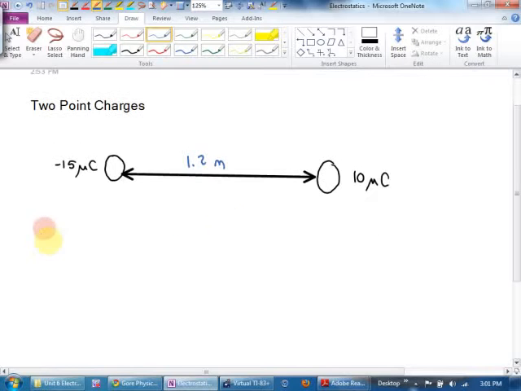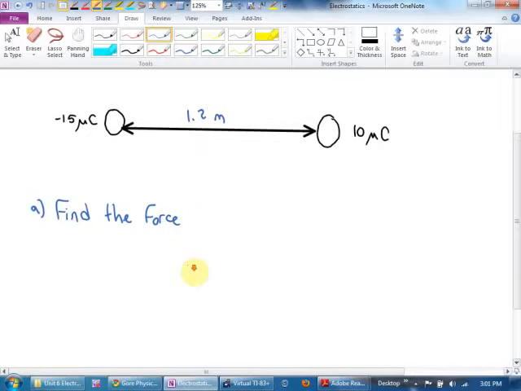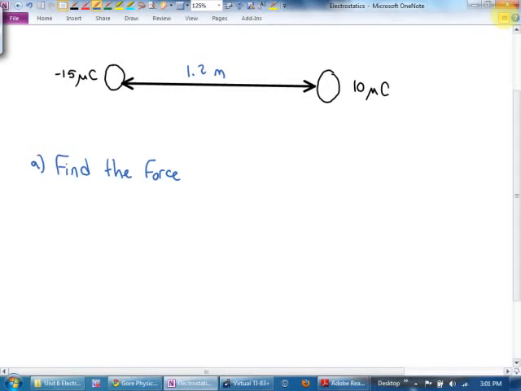And so the first question that I could ask you is: find the force. Some of these I'm not going to finish, because when we reach the plug and chug stage, I'll just say plug and chug. Okay? So find the force, and I could say to you, well, the force between point charges is Q1 Q2 over R squared. What direction would the 10 microcoulomb feel its force, left or right?